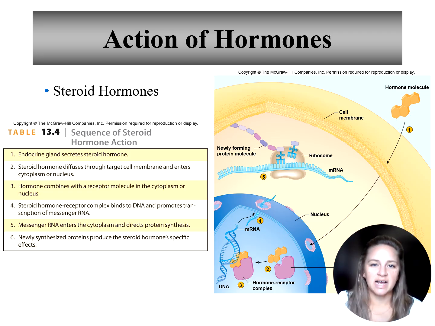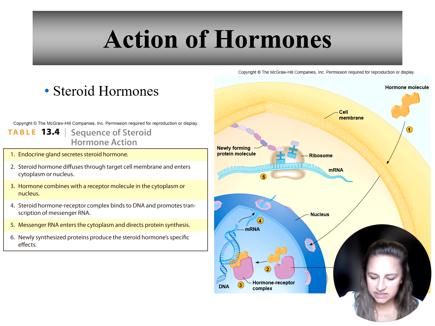So there's two major actions of hormones. There's steroid hormones and non-steroid hormones. The big picture here that I want you to understand is that a hormone that is a steroid hormone is going to go through the cell membrane into the cell, and in the cell is going to activate or initiate some sort of cellular activation pathway. But it's going through the cell membrane and into the cell. So that's what a steroid hormone is doing.